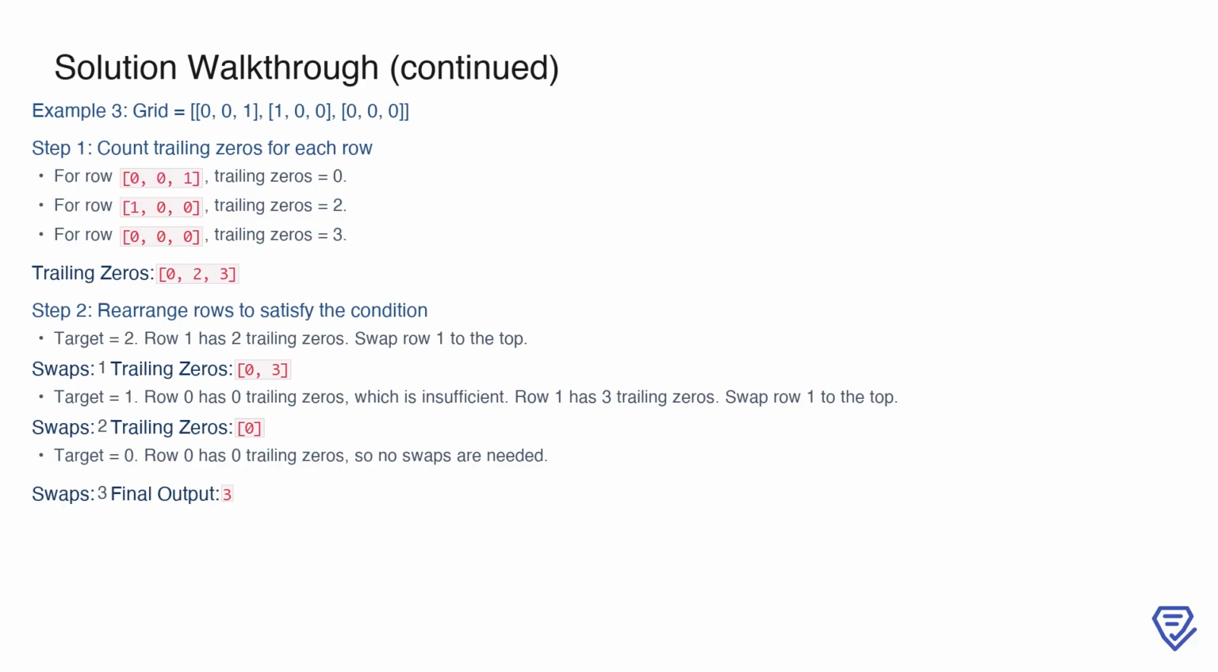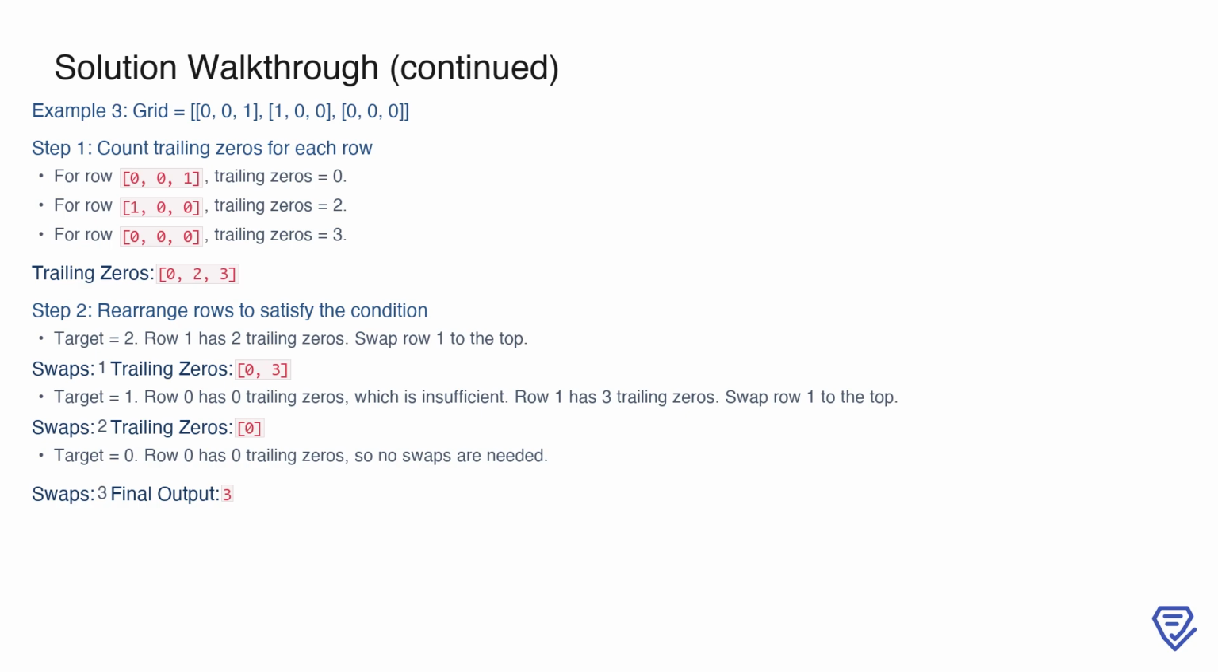We then rearrange the rows to meet the condition. The last row requires at least 2 trailing zeros. Row 1 satisfies this condition, so we swap it to the top, resulting in 1 swap. The updated trailing zeros array becomes 0, 3. Next, the second to last row requires at least one trailing zero. Row 0 only has 0 trailing zeros, which is insufficient, so we swap row 1 to the top again, making it 2 swaps in total.